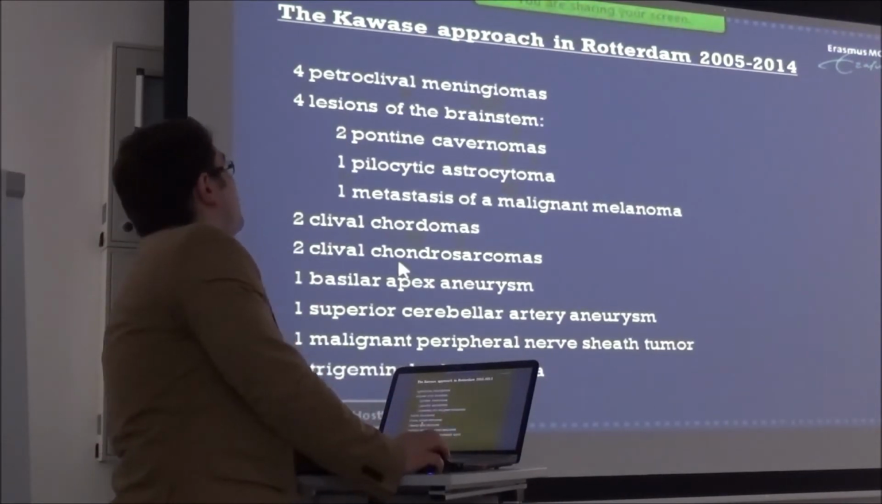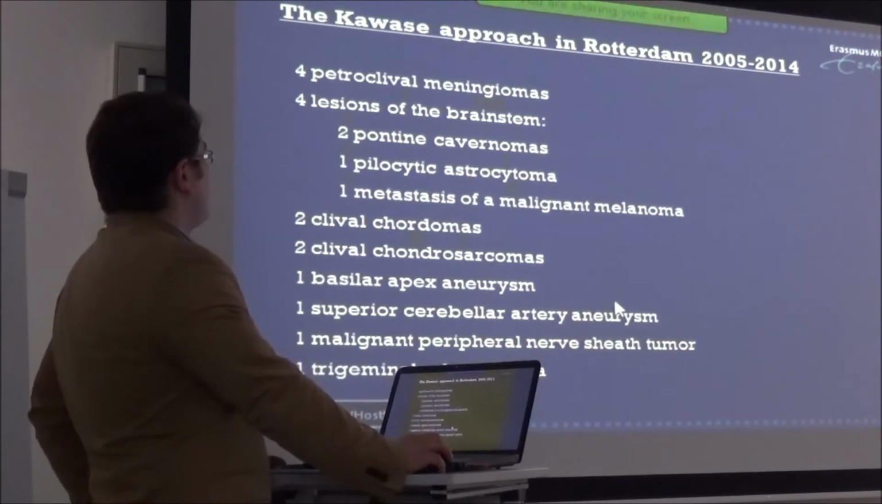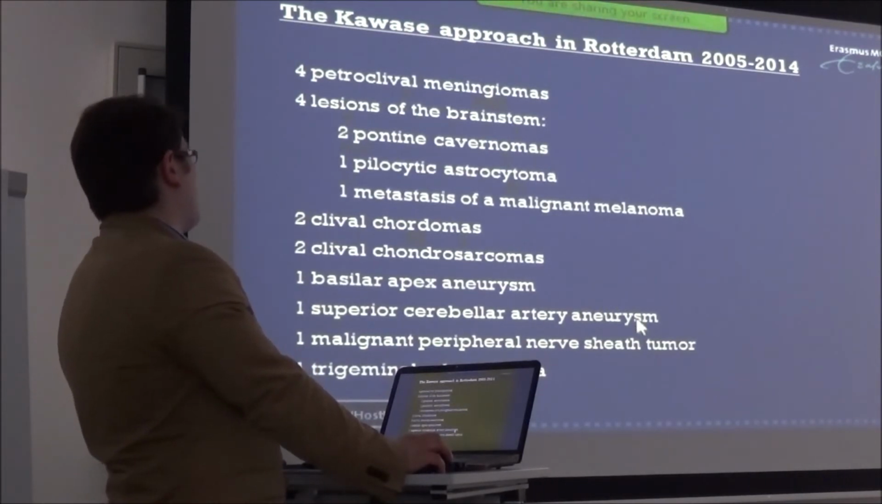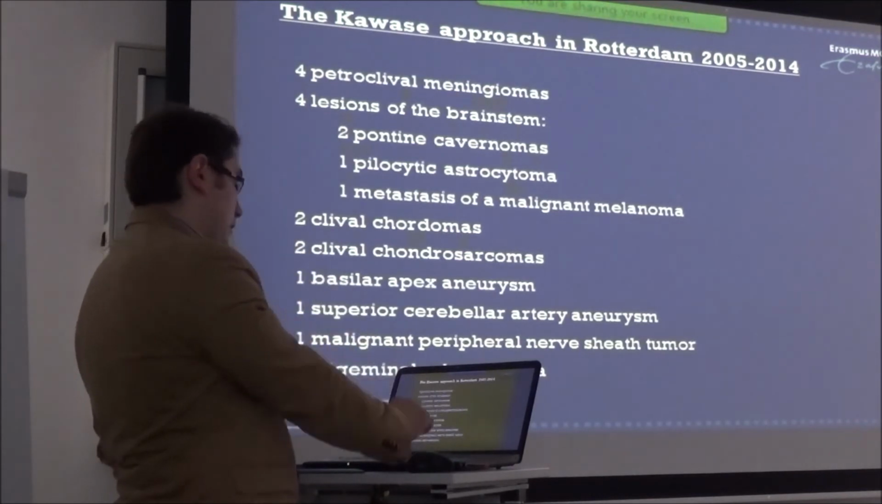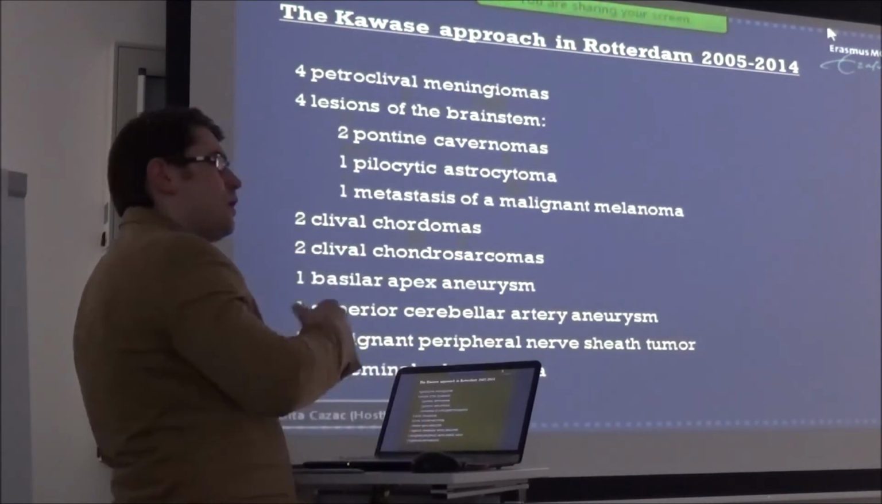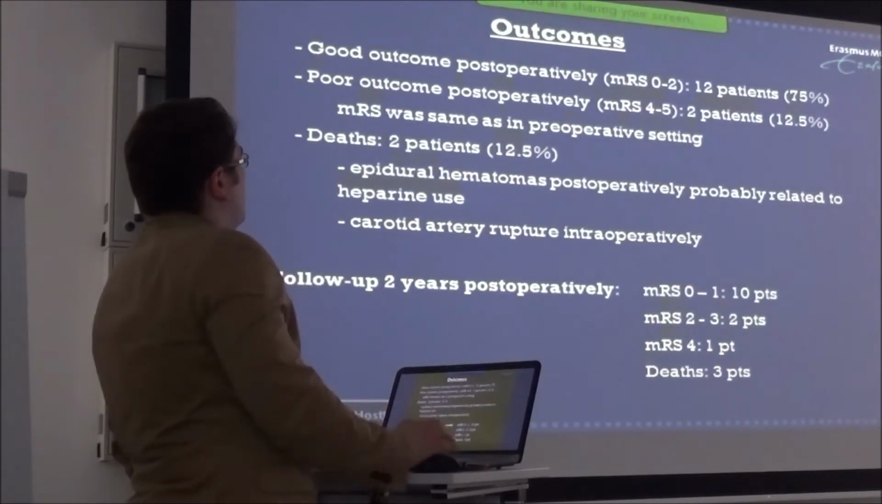Now, the approaches that we've had in our center, and not in peripheral centers, because you can't just collect patient information from peripheral centers: 4 petroclivals, 4 lesions of the brainstem, 2 chordomas, 2 clival chondrosarcomas, some aneurysms, and some trigeminal schwannomas. We've had some extras. This is just till 2014.